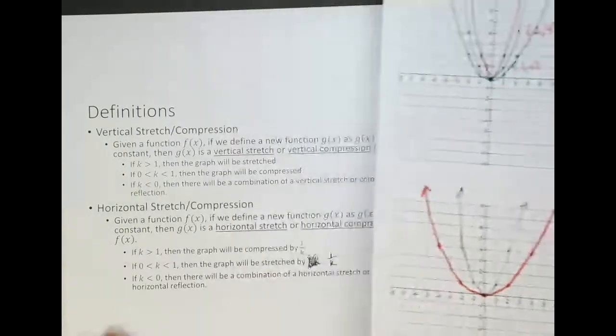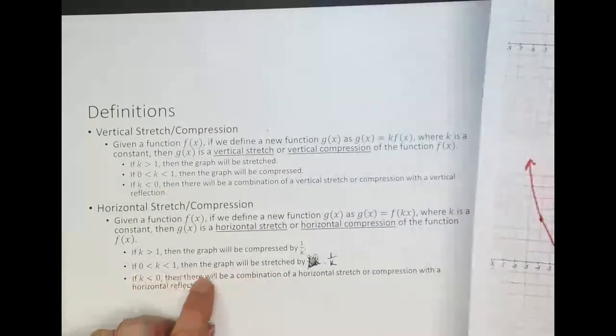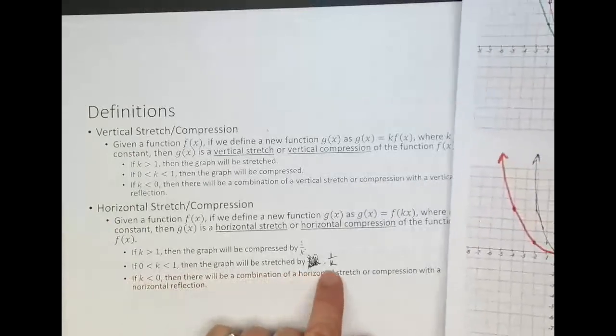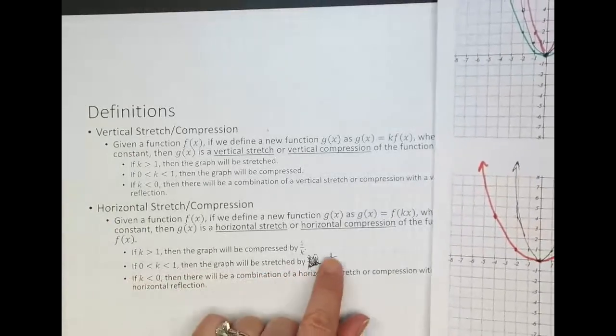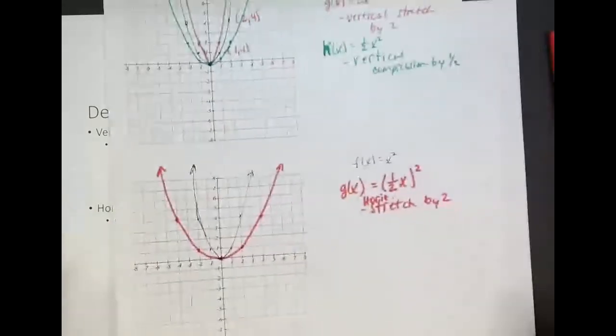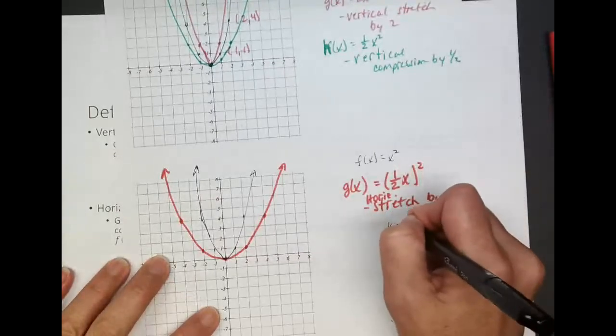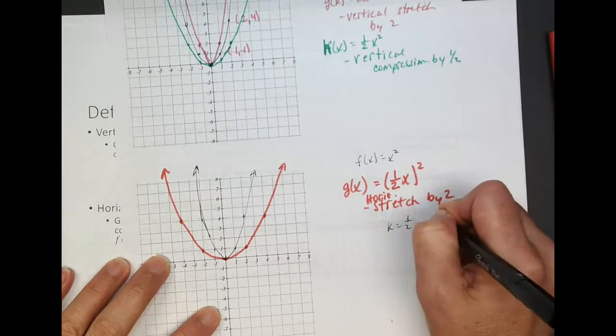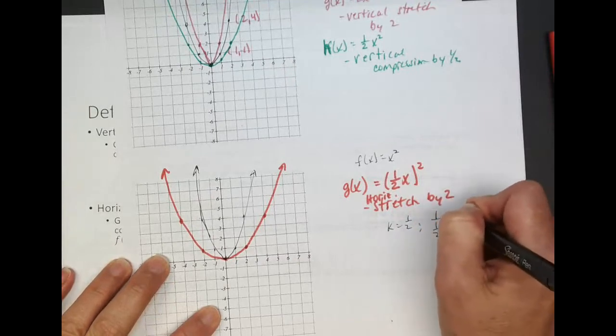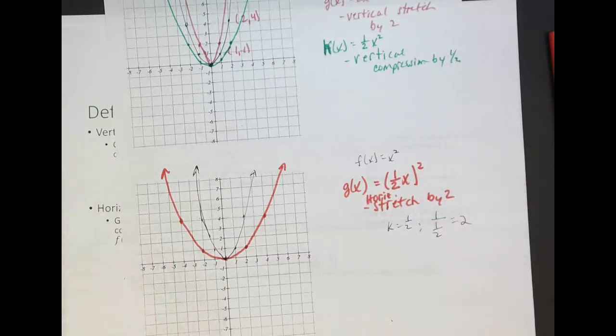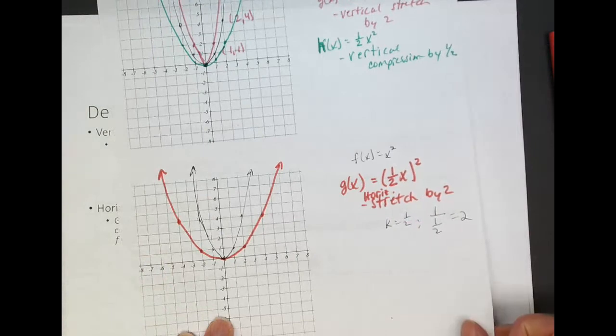Okay, I was wanting to correct that over here, but actually the way it's typed, it was correct the first time. I'm stretching by 1 over k when k is 1/2, right? When k is 1/2, 1 over 1/2 is 2.